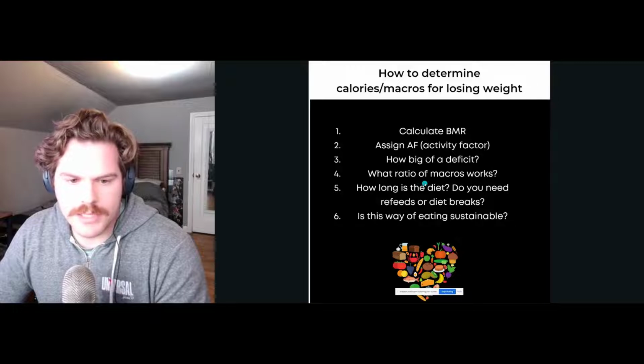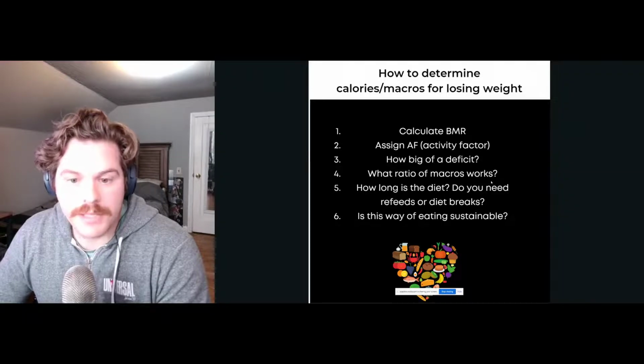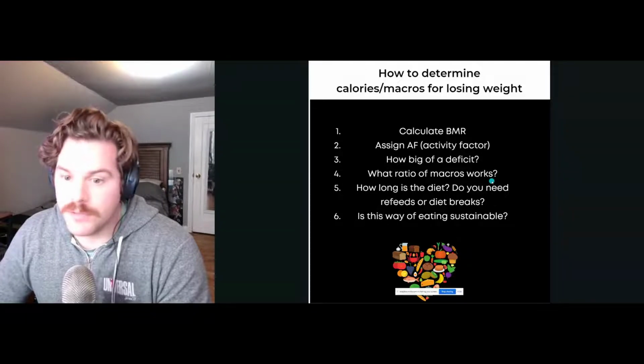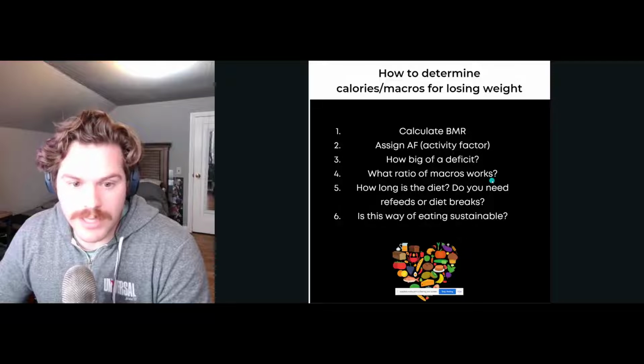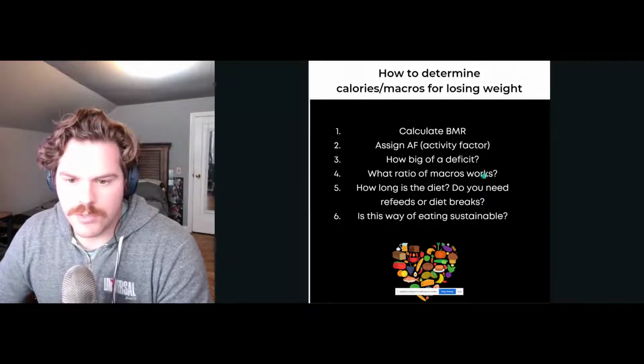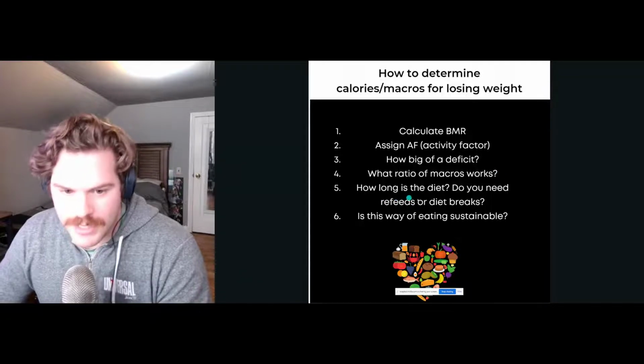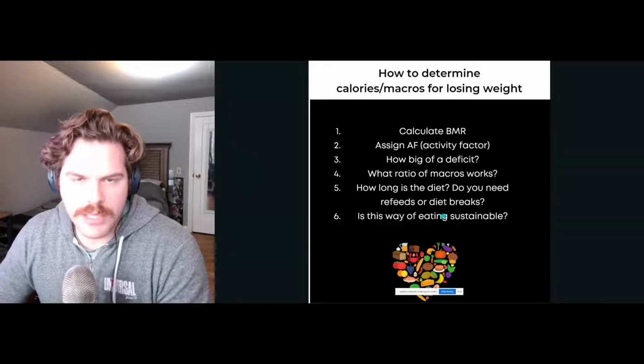Number four is what kind of ratio of macronutrients we are going to work with. There's protein, carbs, fats. There's a bunch of different ways to go about doing that and how big of a ratio of each one you want. I'll go into just a small portion of that. Number five is how long the diet is and whether you need refeeds or diet breaks.